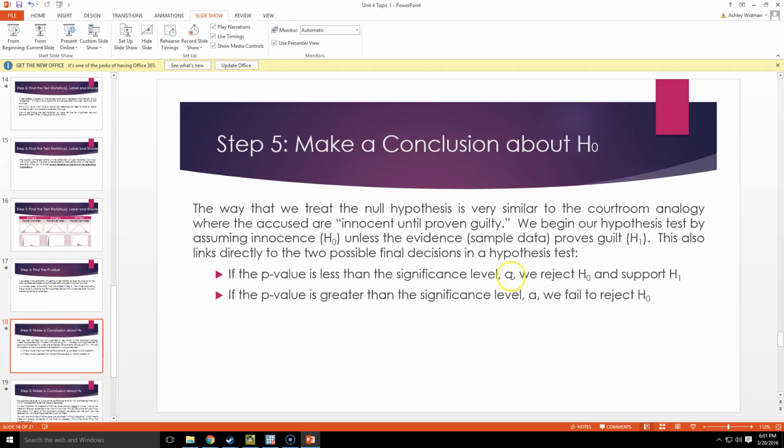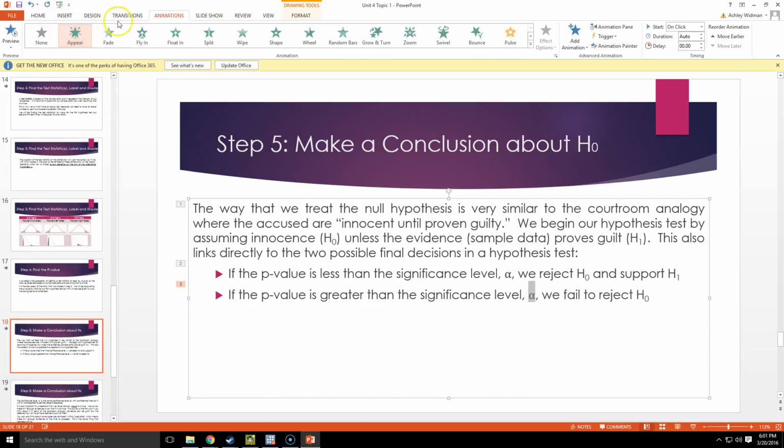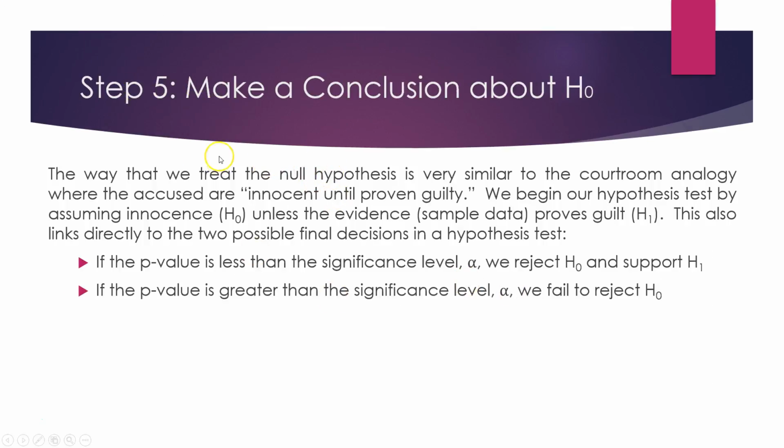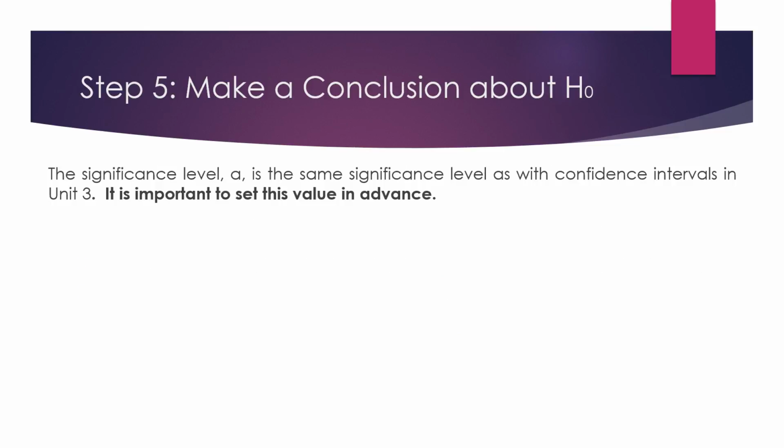I'm actually just going to fix this because in this font, this looks like a regular A instead of an alpha. So those are our 2 decisions that we're going to make, and that's our first part of our decision. Because remember, at the beginning, we said your claim could be H0 or it could be H1. So the second part, oops, we're still making a conclusion about H0.